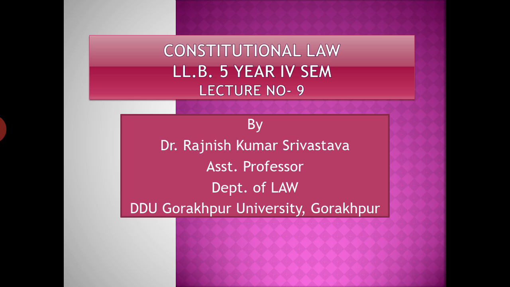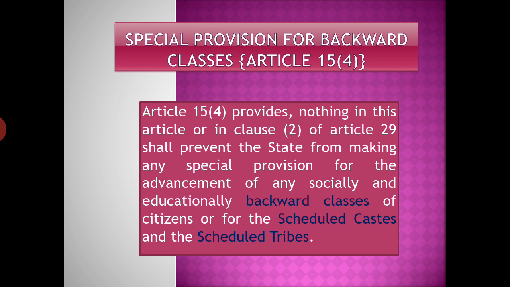Today we will discuss Article 15, Clause 4. This is the special provision for backward classes. Article 15(4) provides: nothing in this article or in Clause 2 of Article 29 shall prevent the State from making any special provision for the advancement of any socially and educationally backward classes of citizens or for the Scheduled Castes and the Scheduled Tribes.